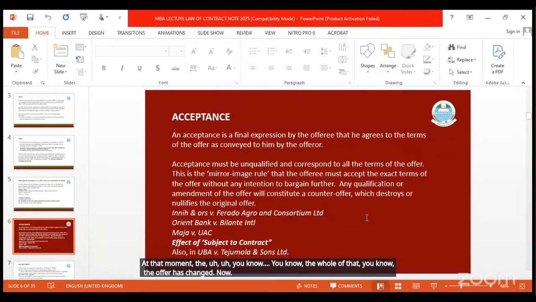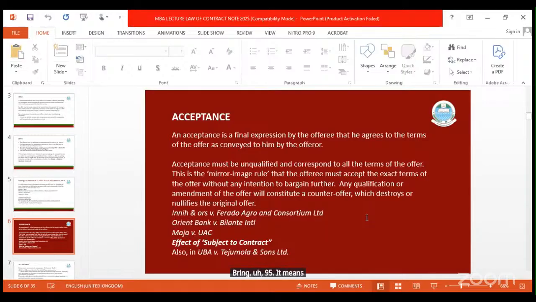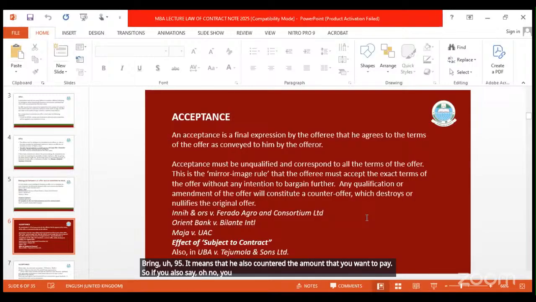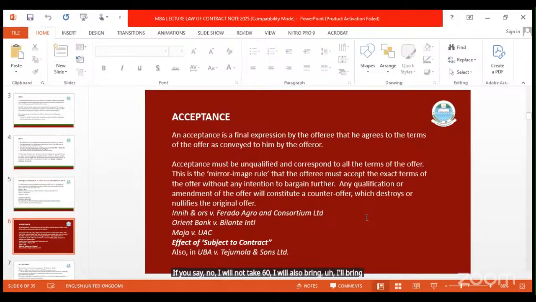Now, if the Igbo man also says, "Oh, you know what, bring 95," it means that he also counters the amount that you want to pay. So if you say, "Oh no, you will not pay 95, you will pay 60," you also counter him. If you say, "No, I will not take 60, I will bring 80," he has also countered you. So you see that there's this series of counters; parties are negotiating. What we're saying here is that once you change, instead of accepting, and you alter it, the effect of that alteration is that you have destroyed that offer completely. You cannot go back to it because it's dead.